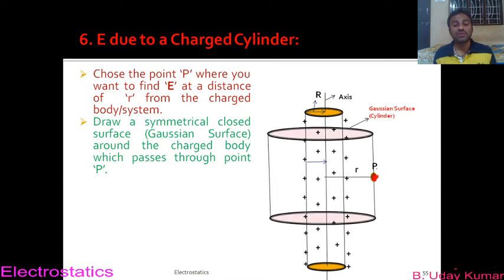So this is the Gaussian cylinder that I am constructing. Okay, so this is the real cylinder that we get. This is the real cylinder, but this is the Gaussian cylinder, which is imaginary. Actually this cylinder will not be there, but we are constructing it. This is an imaginary surface.